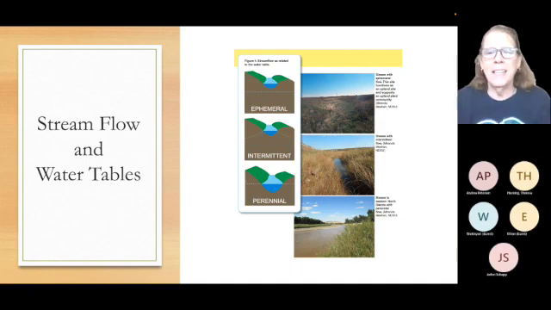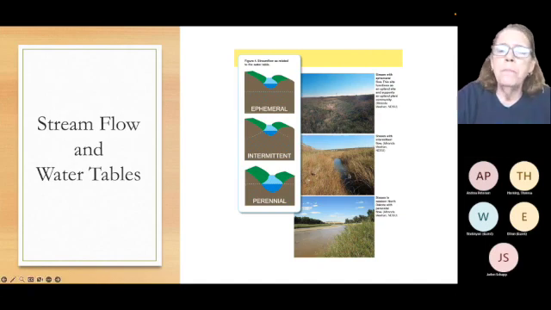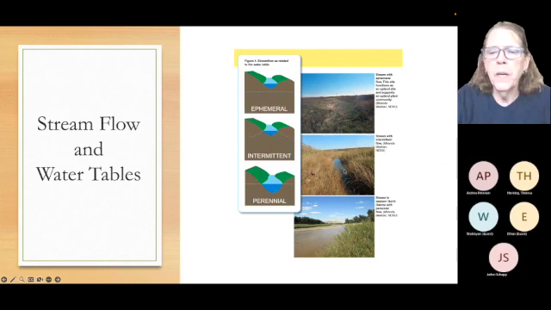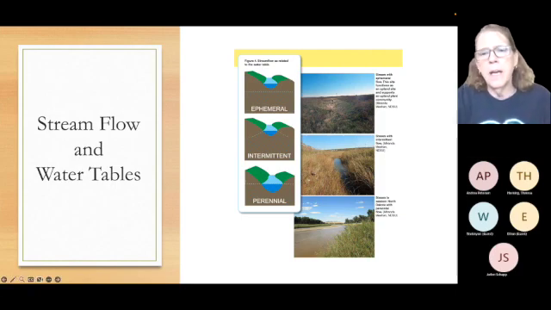All right. The other stream flow that you might see is the intermittent. Now, this usually does have water running. It might be a really narrow flow or a narrow stream. It's usually shallow, and it may not be here all year round. But if you'll notice, it does have a much higher water table.